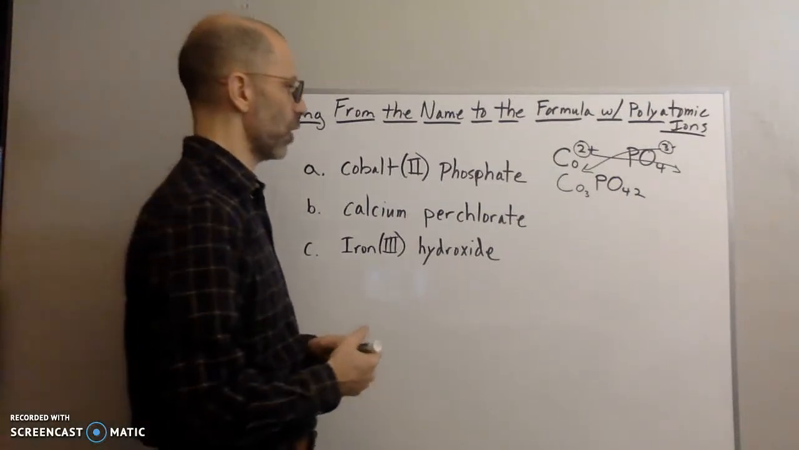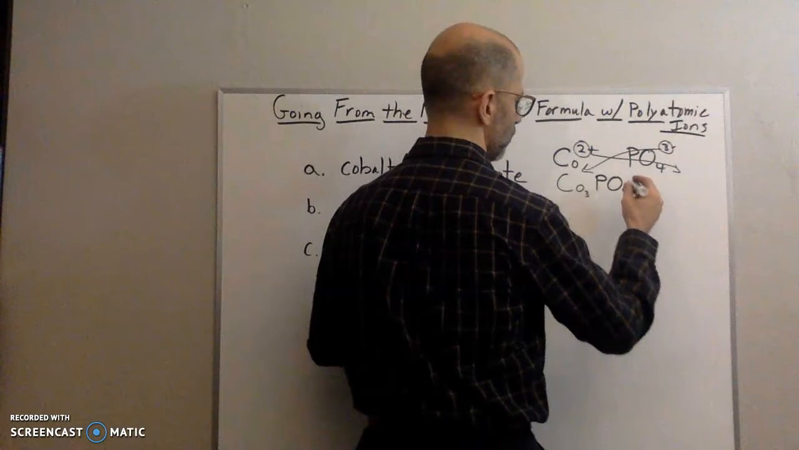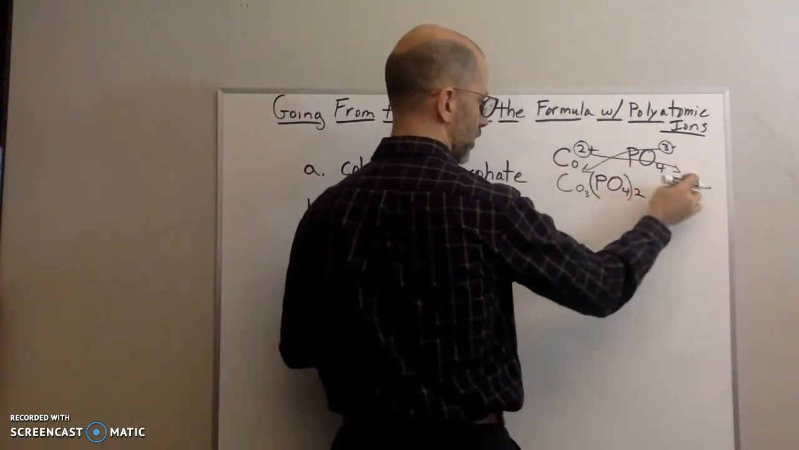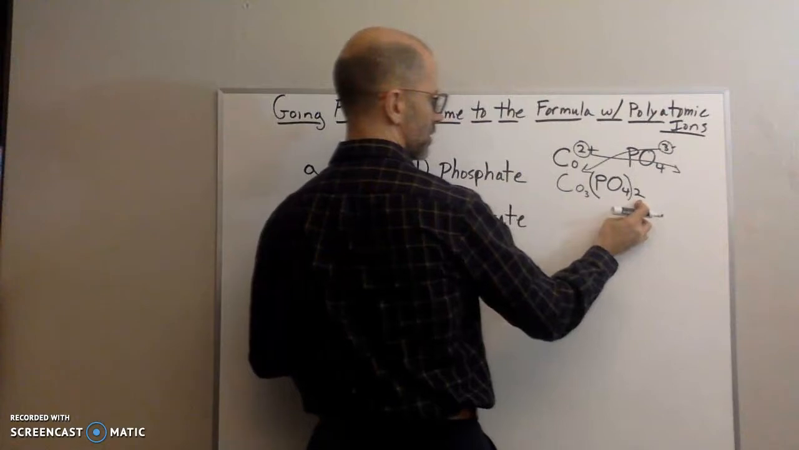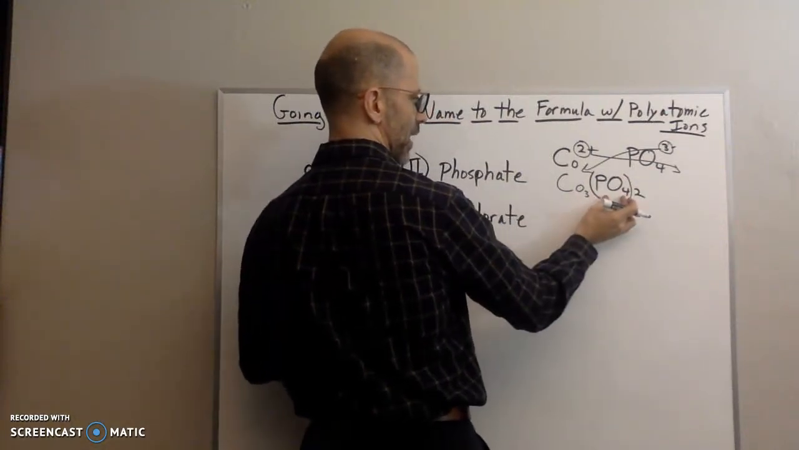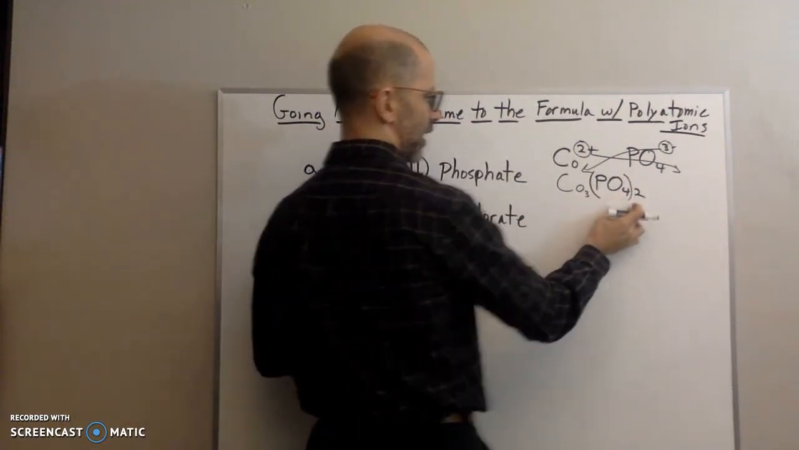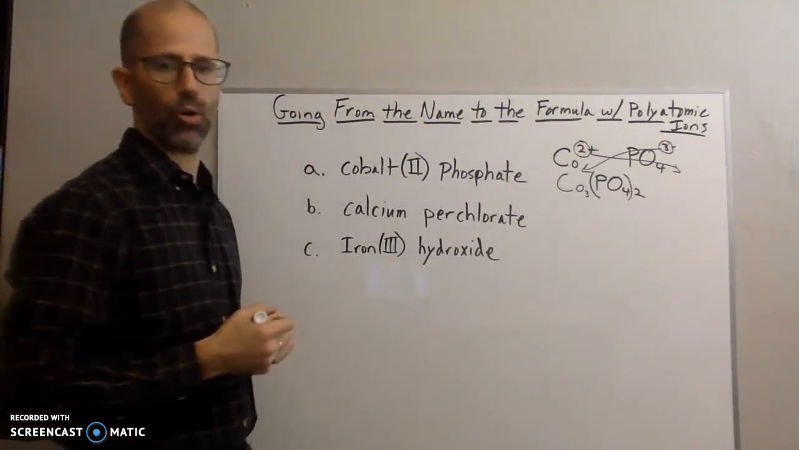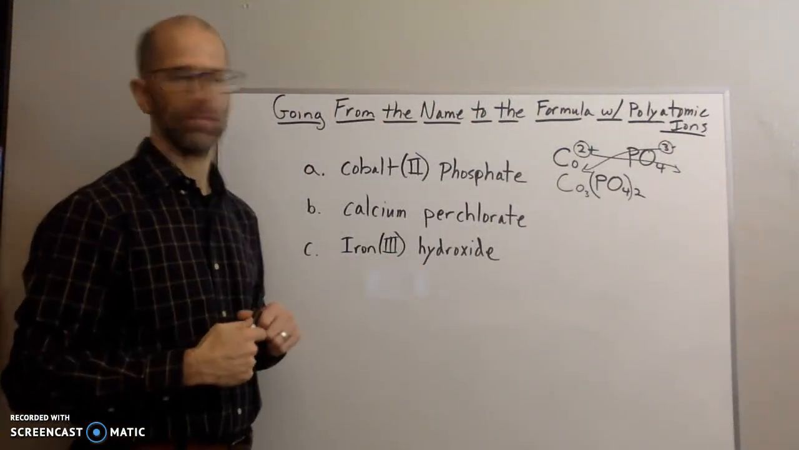So what you need to do is use parentheses, and so the 2 that you are bringing down here is going to be on the outside of the parentheses. The polyatomic ion, the PO4, is on the inside. And so then this becomes the formula for cobalt(II) phosphate.